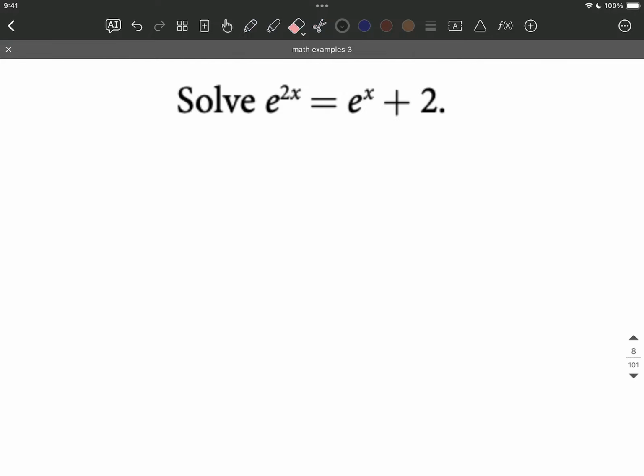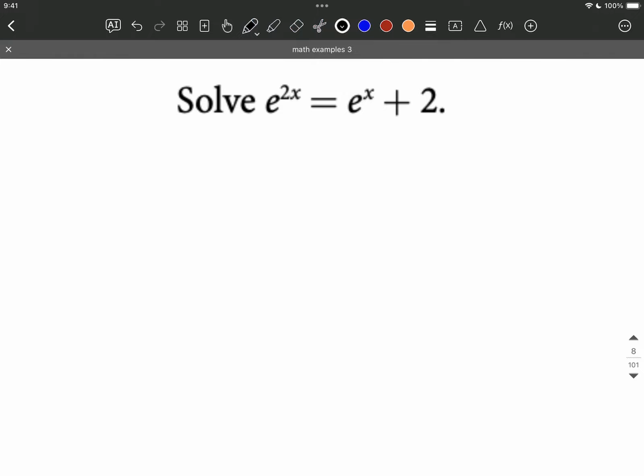Let's work through solving this equation that involves e raised to different powers, and it also has this plus 2 at the end. If this plus 2 wasn't here, we could simply drop the bases, the e's, and set the exponents equal. But this one's a little bit more difficult because we do have the e to the x's and that plus 2.